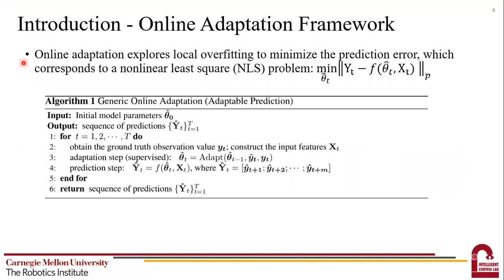Online adaptation exploits local overfitting to minimize the prediction error, which corresponds to a nonlinear least squares problem. Assume that the true model parameter changes slowly during adaptation. The process for online adaptation is summarized in algorithm 1. In adaptation, a prediction model observes instances sequentially over time. After every observation, the model outputs the prediction and receives the ground truth. Then the online adaptation algorithm updates the parameter based on the error measured between the prediction and the ground truth. The goal of the adaptation is to improve the prediction accuracy in subsequent rounds.